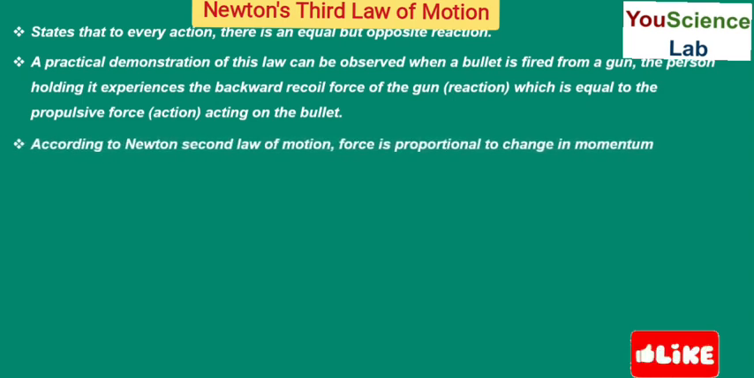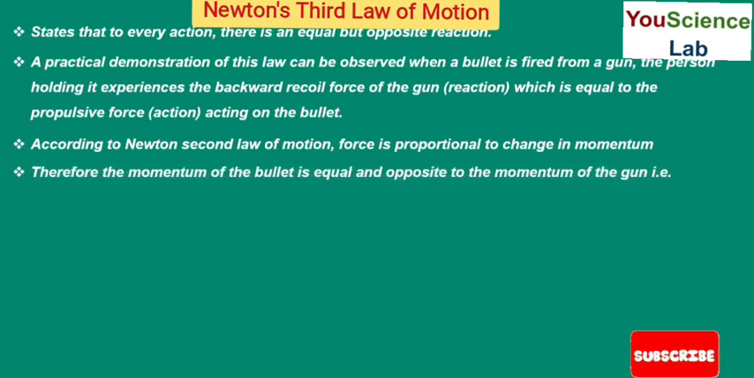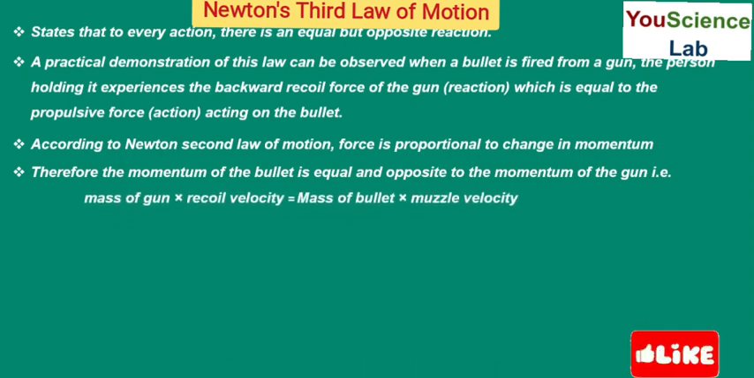According to Newton's second law of motion, force is proportional to the rate of change of momentum. Therefore, the momentum of the bullet is equal and opposite to the momentum of the gun. That is, the mass of the gun times the recoil velocity of the gun is equal to the mass of the bullet times the muzzle velocity of the gun.